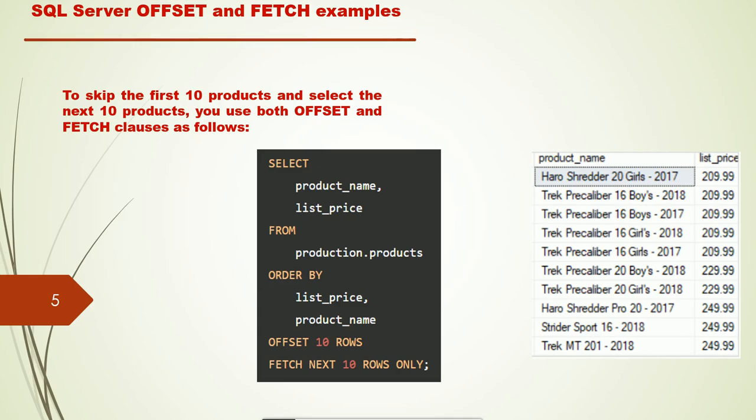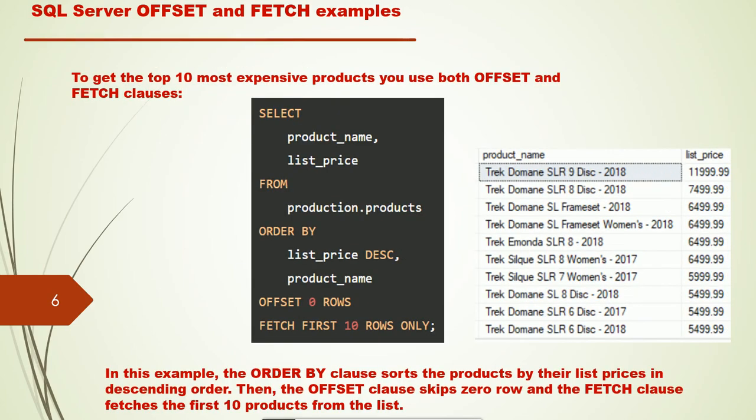Now we will move to the next slide. SQL Server OFFSET and FETCH examples. In this example, to get the top 10 most expensive products, you can use both the OFFSET and the FETCH clause. 10 most expensive.